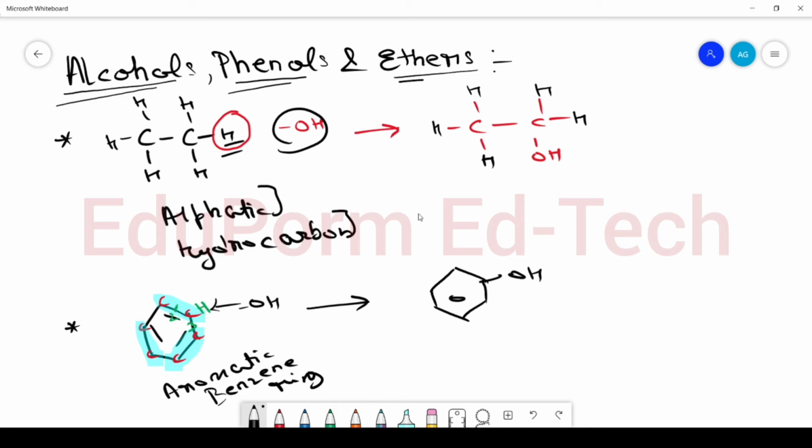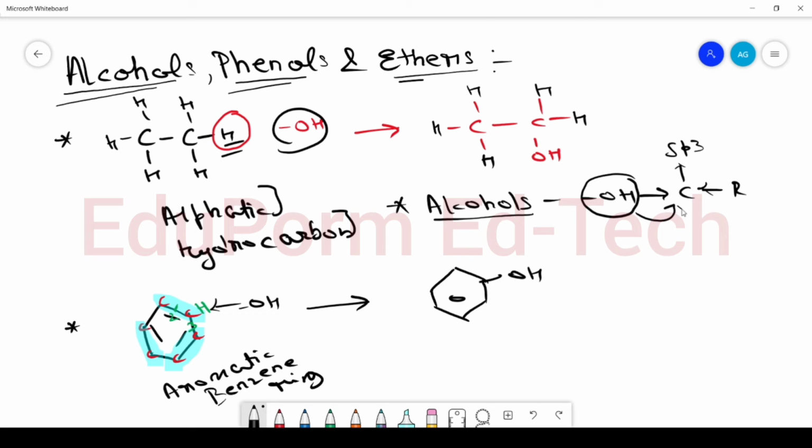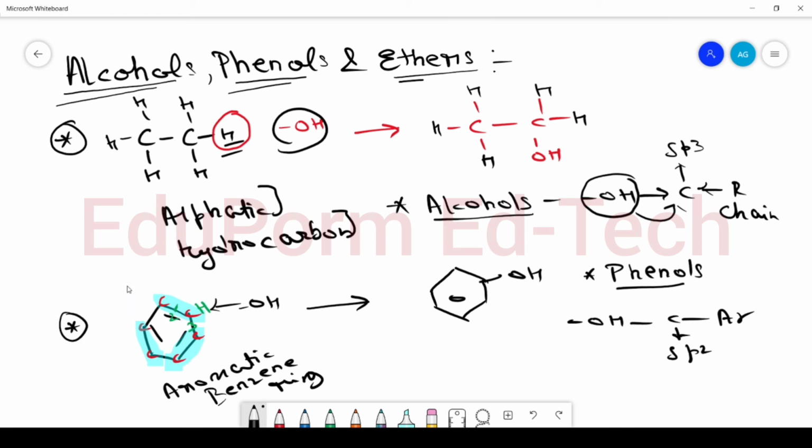Okay, now there is one more definition. In case of alcohols, the hydroxyl group is attached to a carbon atom which is sp3 hybridized, and this is a carbon atom of a carbon chain. So the organic compounds in which hydroxyl group is attached to an sp3 hybridized carbon of a carbon chain are alcohols. Whereas the definition for phenols is when hydroxyl group is attached to an sp2 hybridized carbon of an aromatic ring, then phenols are formed. So this is the basic difference and basic introduction of alcohol and phenols.